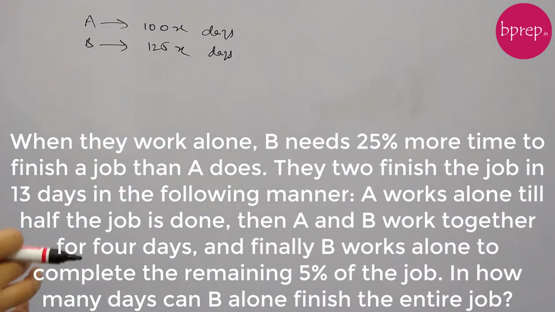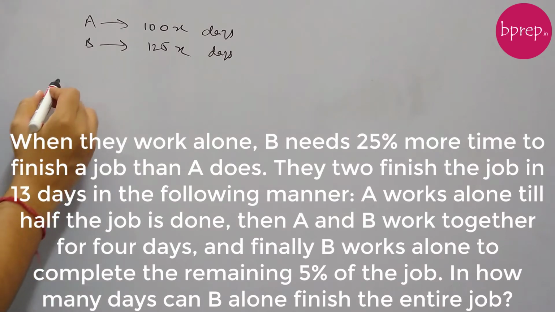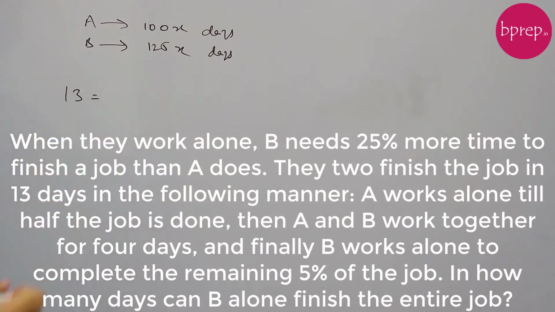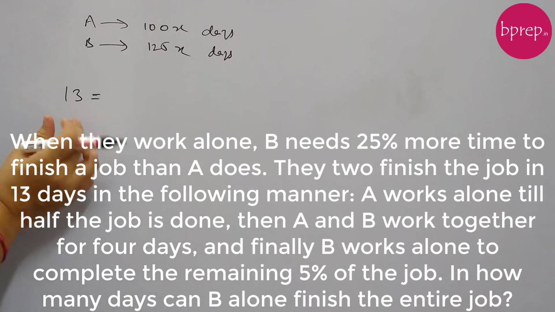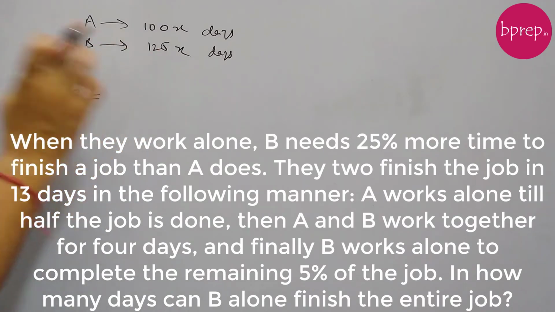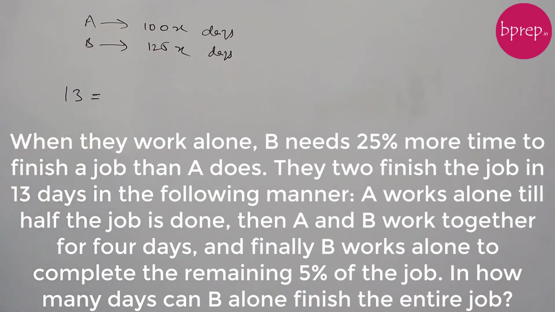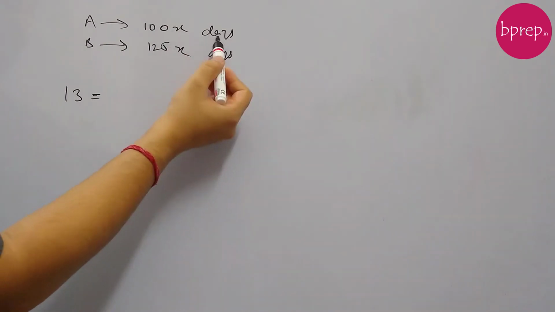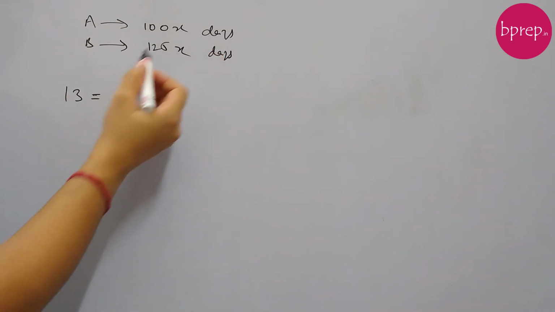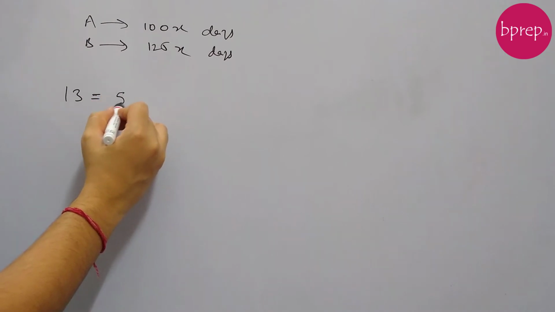So it is given that they two finish the job in 13 days, based on a certain pattern. We need to break up this 13, to write this 13 in terms of x to get the value of x. So 13 days total that they are taking together to finish the job. First part is A works alone till half the job is done. If A is doing the complete job in 100x days, then half the work he will be able to do in 50x days.